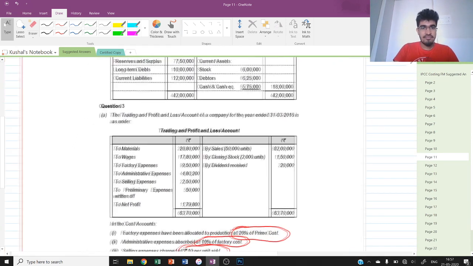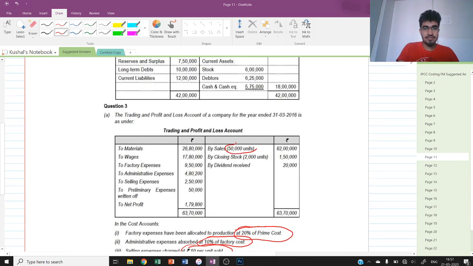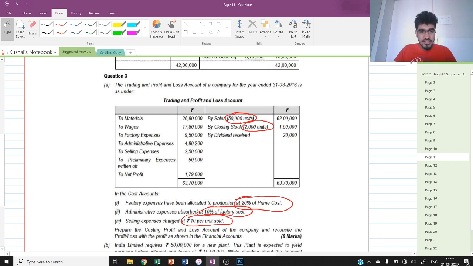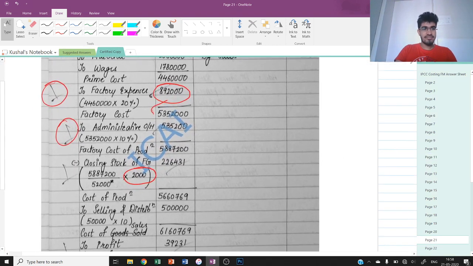See, the amount of sales is 50,000 units and the closing stock is 2,000 units. Since the closing stock is 2,000 units and assuming that the opening stock is 0, it means that we have produced 52,000 units in the entire year. Why? Because out of 52,000 units, we have already sold 50,000 units, which means that we have a closing stock of 2,000 units lying with us. Okay, this is how 52,000 came.